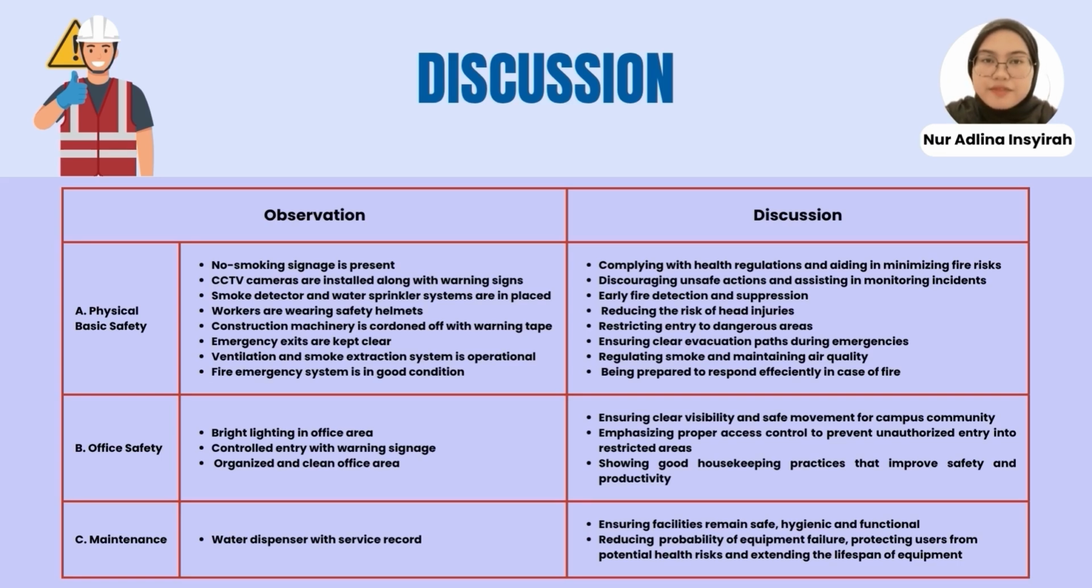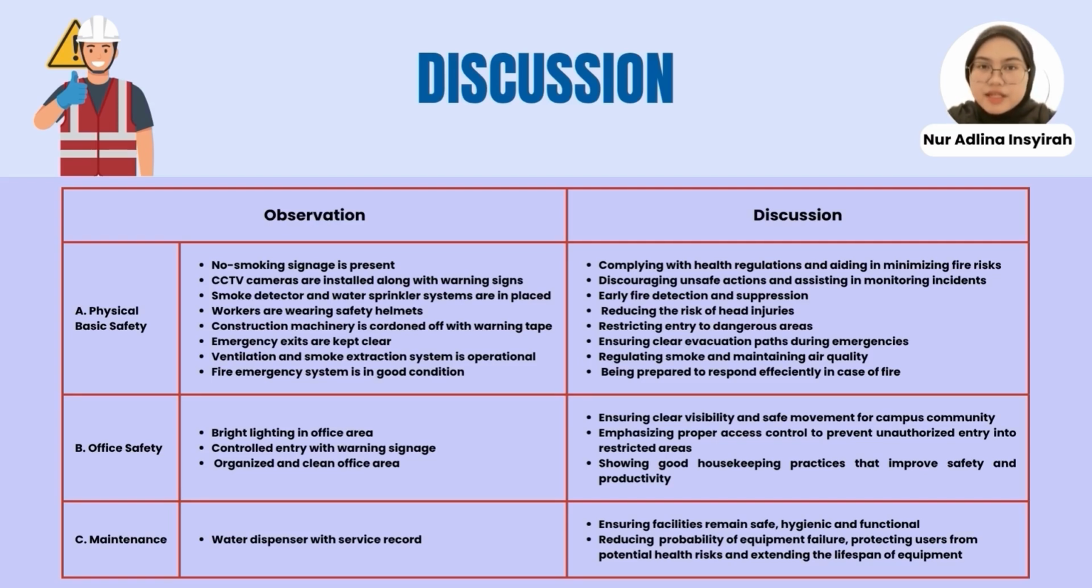Let's go over our safety inspection discussion. First, for physical basic safety, we observed that the campus has implemented essential safety measures including no smoking signs, CCTV, smoke detectors, and fire equipment, reflecting strong safety management practices. Construction workers wear helmets, and access to hazardous areas is restricted. The campus also has clear emergency exits and ventilation systems that ensure effective evacuation and minimize smoke impact, prioritizing safety for everyone on campus.